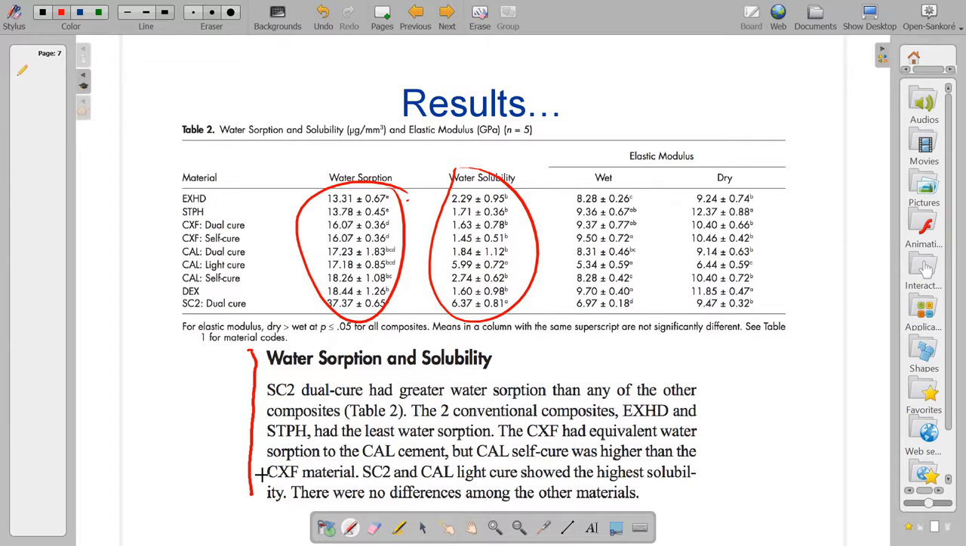So the key thing that they've noted here is that SC2, which is just the label, the name of that particular material, had a greater water sorption than any of the other composites. That's one of their important results that they want to alert us to. And you can see that in table two. That's the SC2 down here, and its value is 37.37, which is much greater than all of the others.